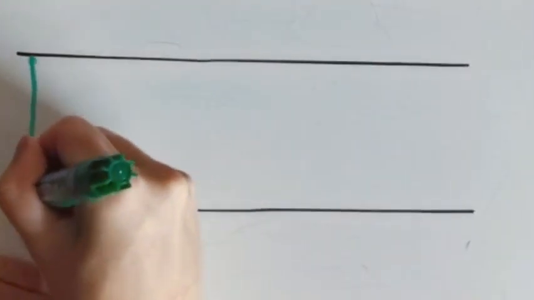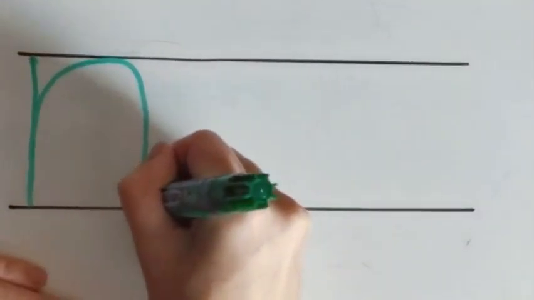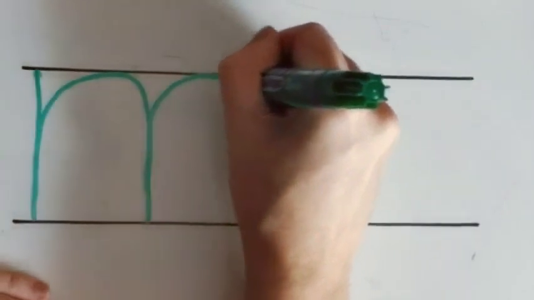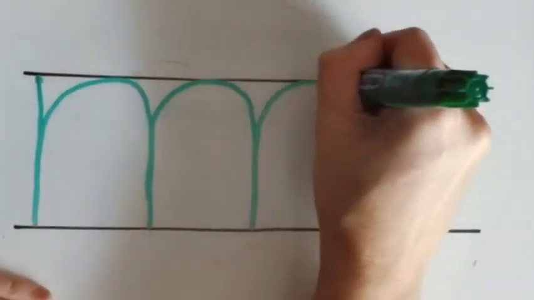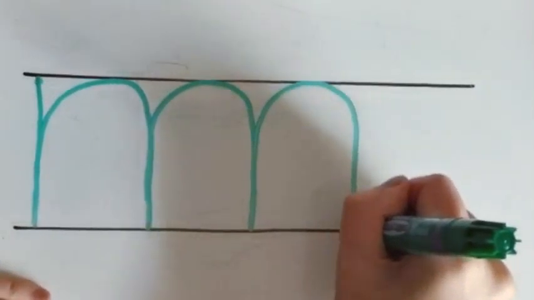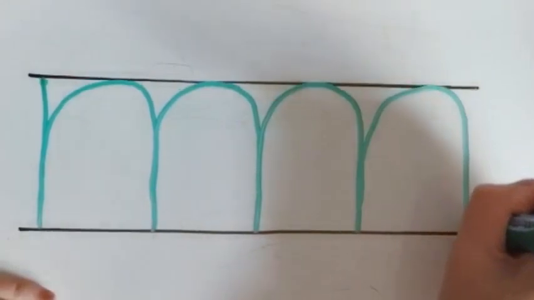You are going to start at the top of the line and go down, up and around. Down, up and around. Make sure that your pattern is touching both the top and the bottom lines.